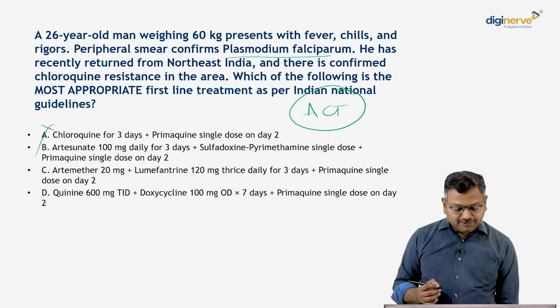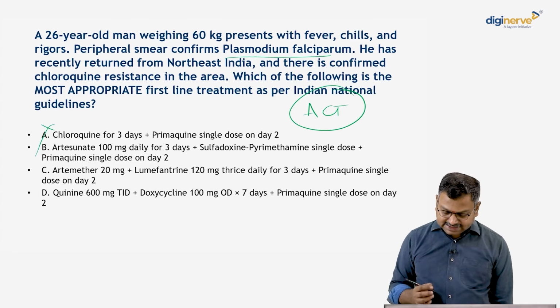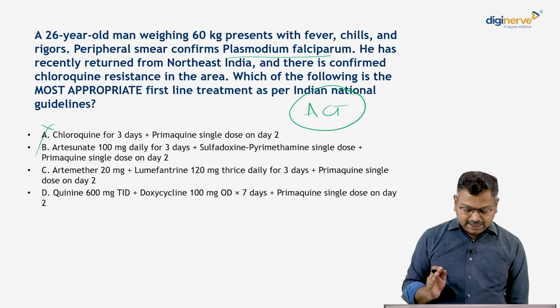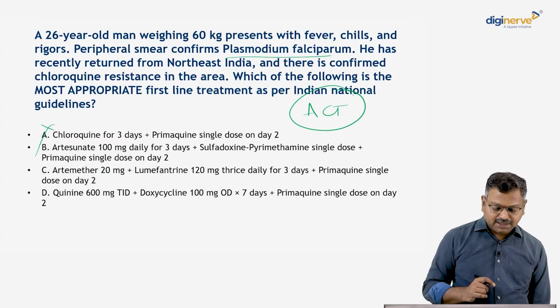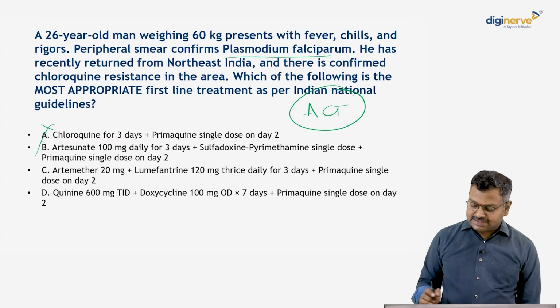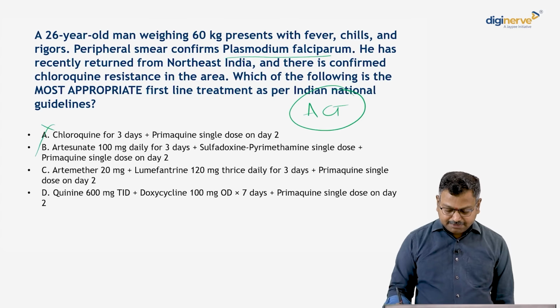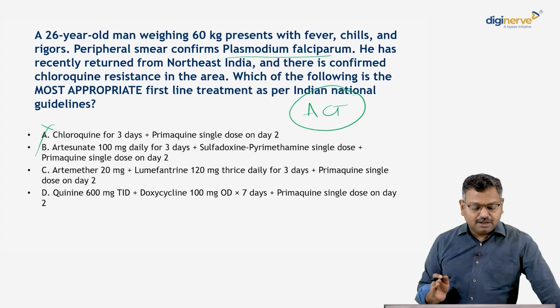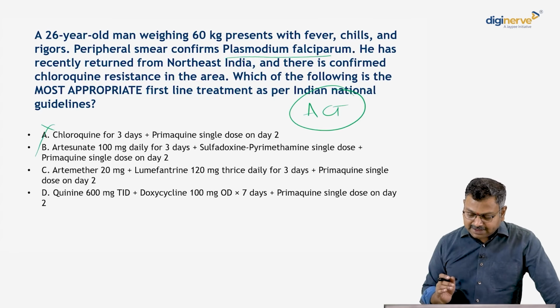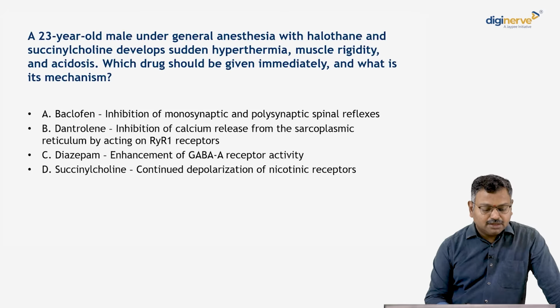Now, artemether-lumefantrine given daily for 3 days can also be used. That can be a second therapy. Quinine doxycycline can also be used as a second therapy, but the mainstay therapy that we are using here is artesunate with sulfadoxine pyrimethamine.